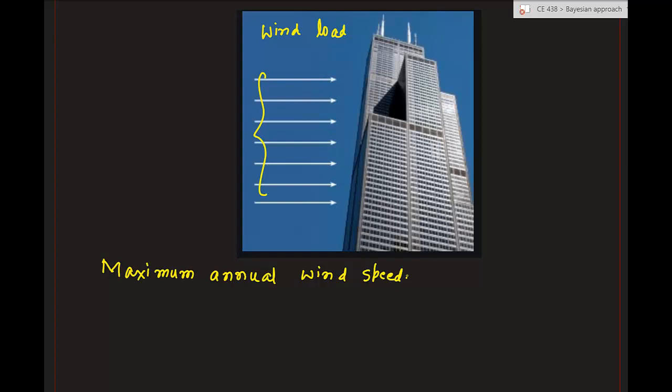Basically what we are doing is every day we are taking the reading for wind speed and plotting it, and then we are looking at which day has the maximum wind speed and what the corresponding value is. So that is our maximum annual wind speed. Another parameter is the design wind speed.